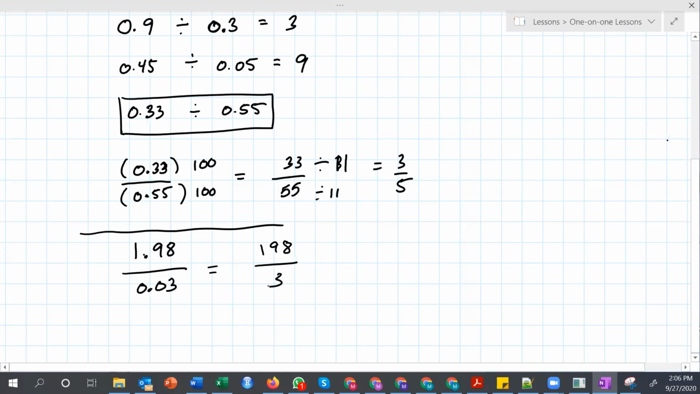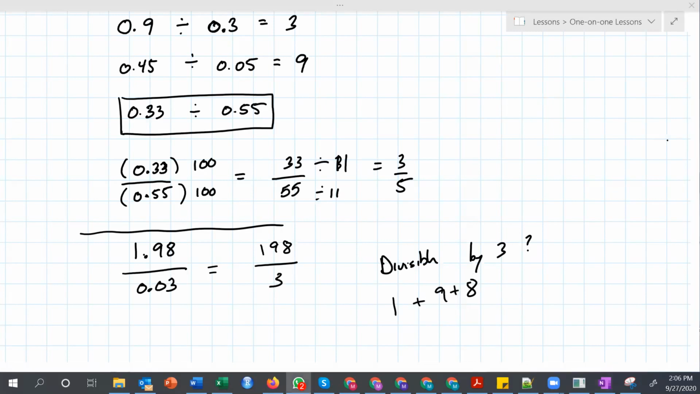Now, how do you know if something is divisible by 3? If it's a factor of 3. That's true. If you add up the digits of the other number, and they add up to a multiple of 3, then you're okay. Does 1 plus 9 plus 8 add up to a multiple of 3? It adds up to 18. Yes, it's a multiple of 3. So see if you can figure that out for me.